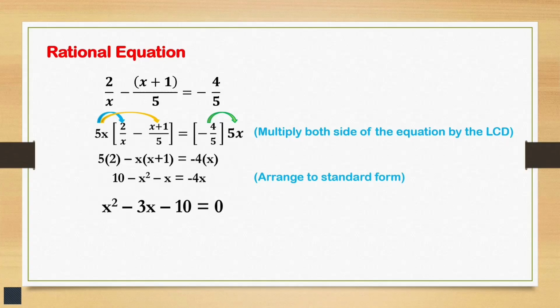x squared minus 3x minus 10 equals 0. And this is the transformed quadratic equation.